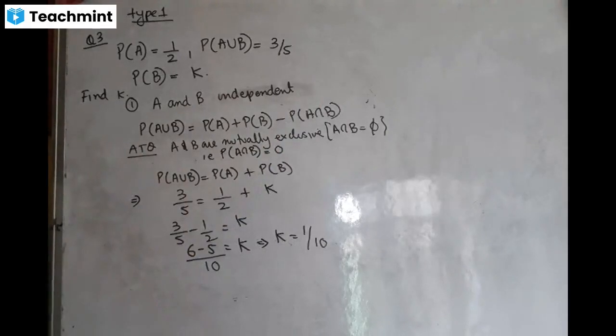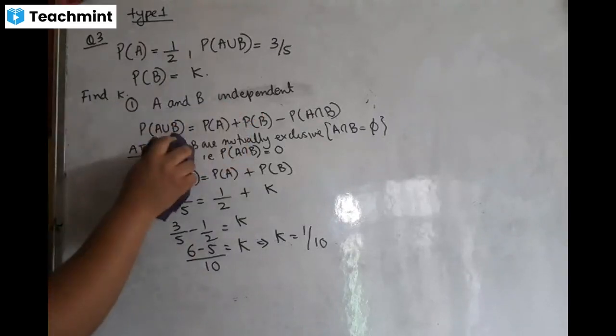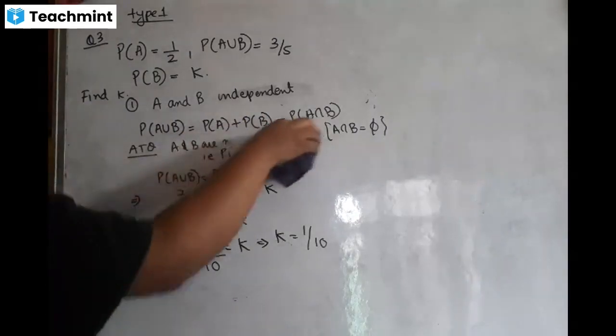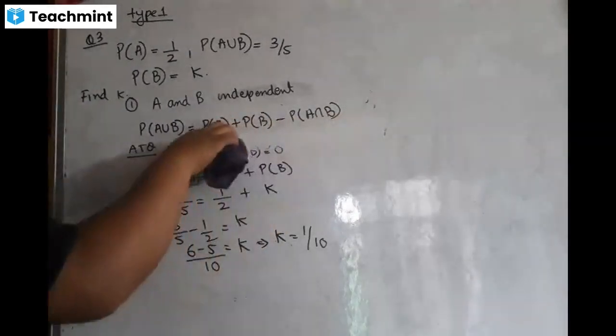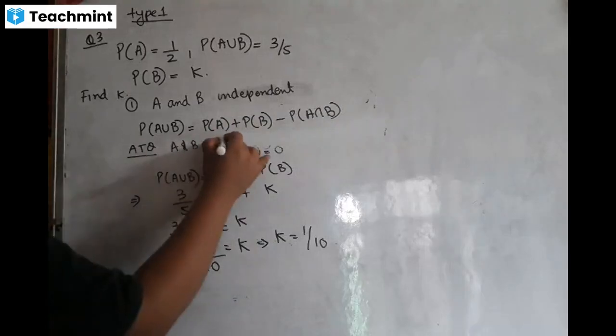So what I have seen is, once I complete this, I'll be giving you the entire PDF on probability as well as the 10 years, and you will see that this type plays a major role. Most of the short answer questions come from independent and mutually exclusive. So look at this. Find K such that A and B are independent. The formula remains same. According to the question, A and B are independent.